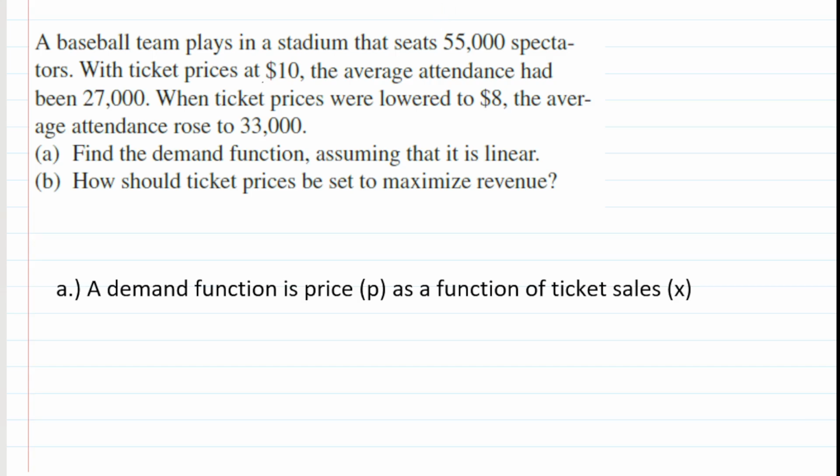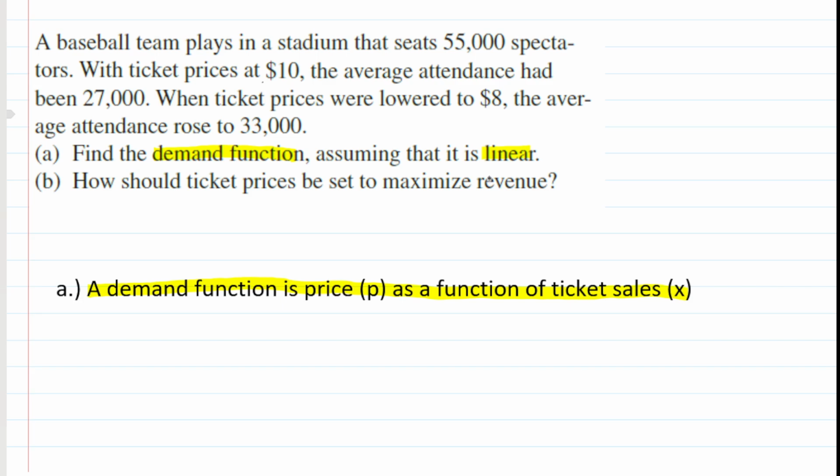You might want to take a moment to pause the video and reread the problem, but in part A, we are asked to find a demand function, assuming that that function is linear. So of course we need to understand what a demand function is. We have defined that in part A here. It says a demand function is the price P as a function of ticket sales X. Now again, in this case, it is linear.